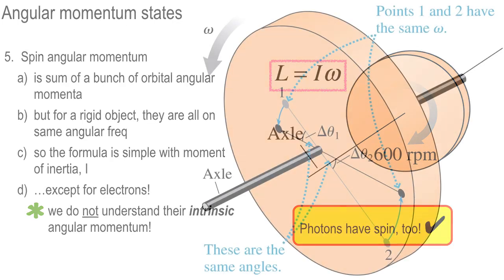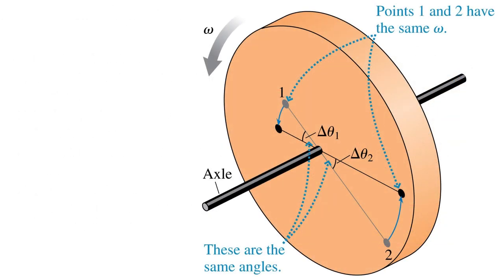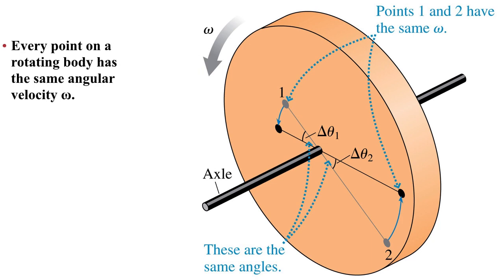Anyway, let's take a look at this. Here's your disk spinning, and you can see omega sketched in there. In this case, it's coming around like this. Every point on that rotating body has the same angular velocity omega, if it's rigid. If it's not rigid, you can still do everything, but for a rigid object, it's pretty basic and fairly easy to handle.